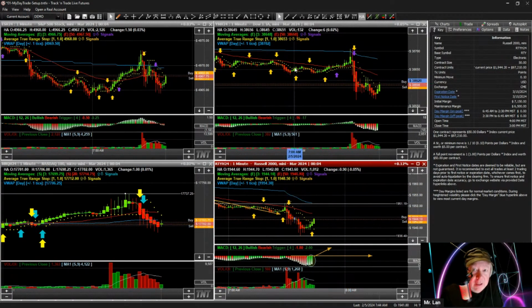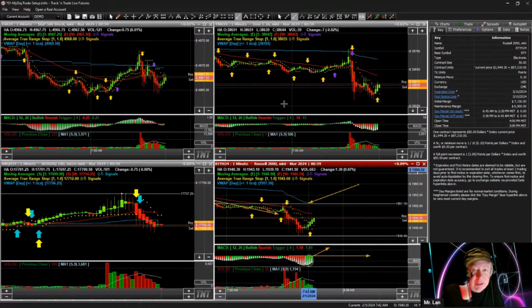We also have the VWAP, volume weighted average price, sitting in there. A lot of people think that's important, so it acts like a rubber band and it pulls the market towards that blue line.